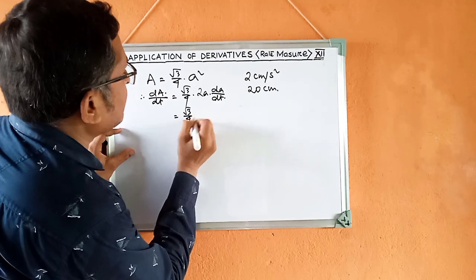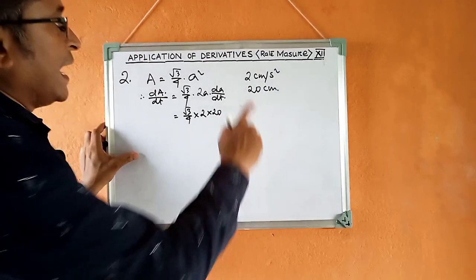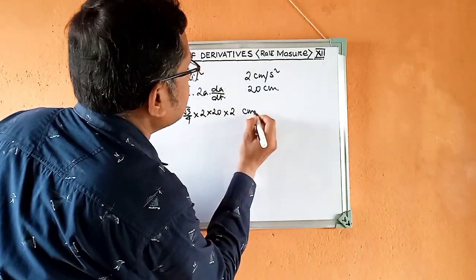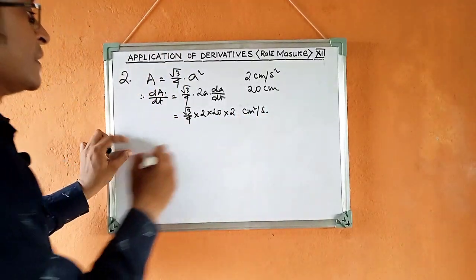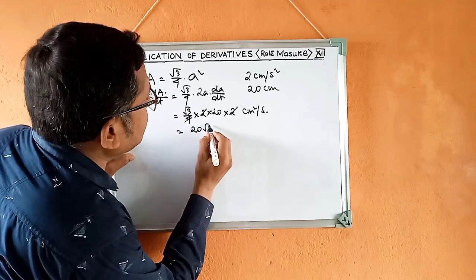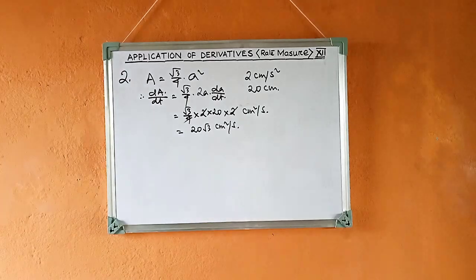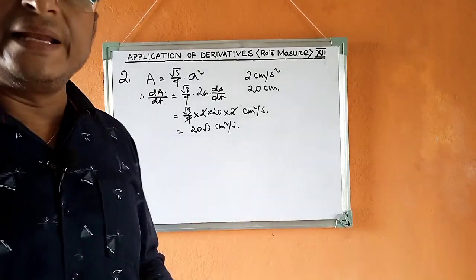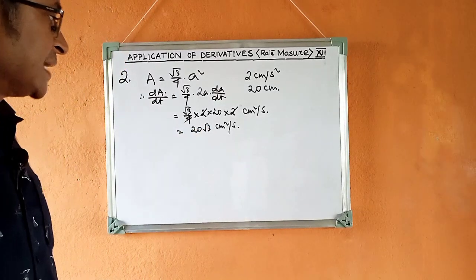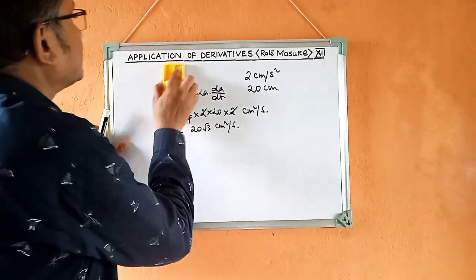Now put the values: root 3 by 4 into 2 into a, which is 20 centimeter as given in the question, and the rate of change of the side, which is also given, that is 2. The unit is centimeter square per second. Now calculate: 2 cancels, 4 cancels. So the final answer is 20 root 3 centimeter square per second. Clear everyone? Now see question number 3.